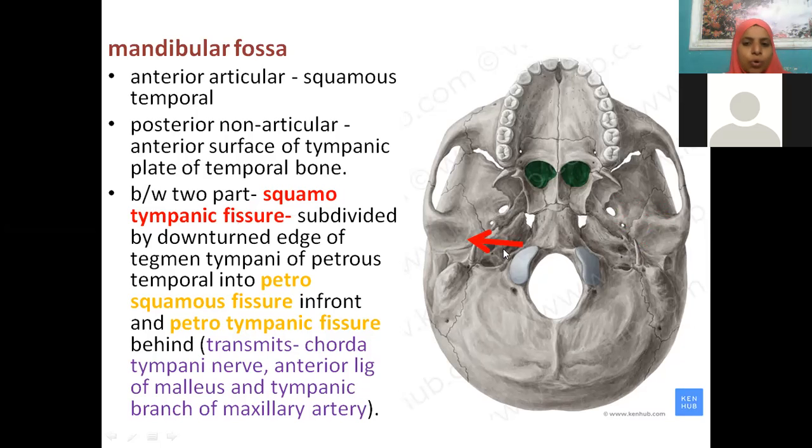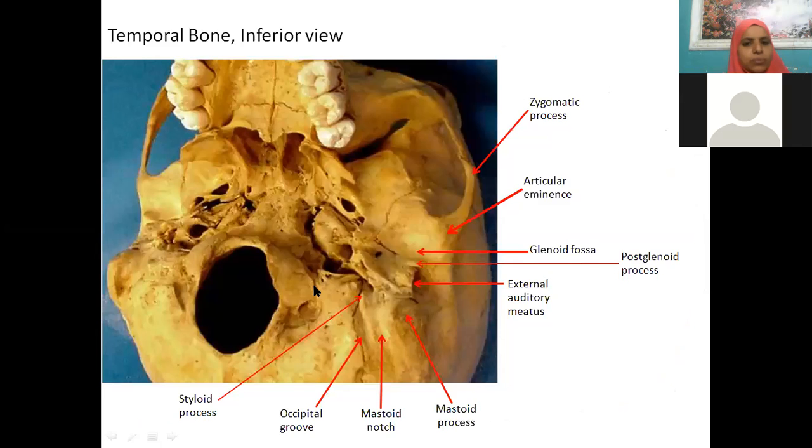As you go more medially from this squamotympanic fissure, you will see two more fissures, the petrosquamous and petrotympanic fissures. What passes through them is just for your information. Nobody will ask you. Through these fissures pass the chorda tympani nerve, the anterior ligament of malleus, and the tympanic branch of the maxillary artery. Just for your information. So this is the mandibular fossa.